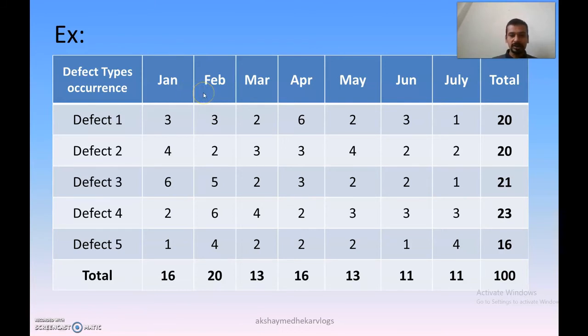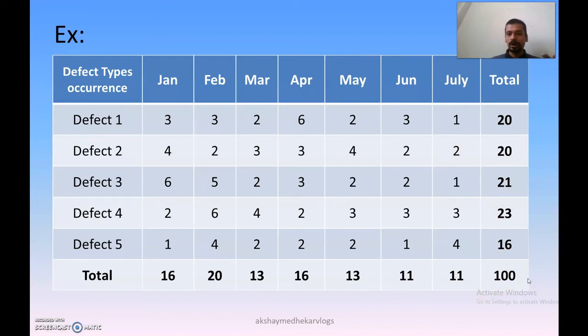So if you see an example, defect 1 occurs 3 times in January, whereas in April it occurs 6 times. If you check till July, the repeatability, or you can say the defect occurrence, is 20. So 20 times these defects occurred till the month of July. You can also see defect 3 at 21 times, and the total defects till July are 100 in number.